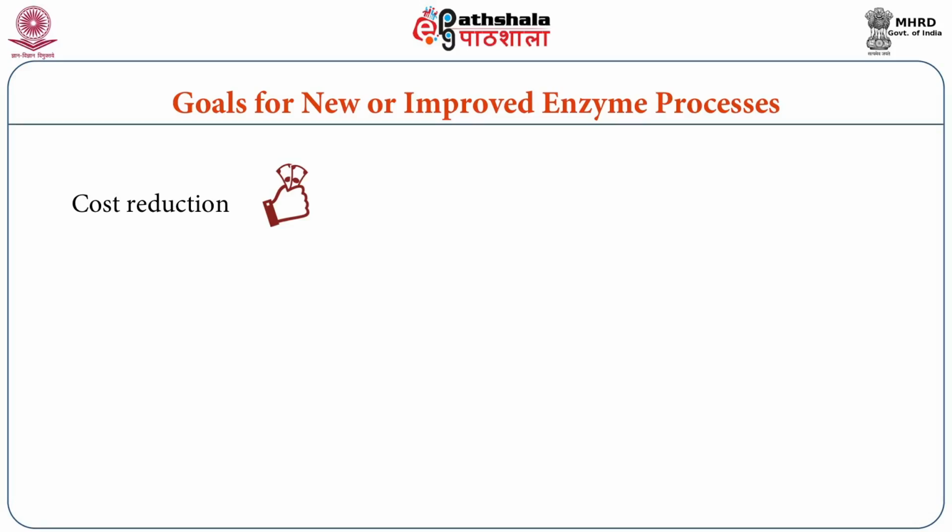So, before we start these processes, we should understand the goals for new or improved enzyme processes. So, the first goal we can envisage is definitely because we want to reduce the cost of production. How we can reduce the cost? So, one thing is by increasing yield. Second, the biocatalyst can be reused. For example, if you are reusing the enzyme in another process, the cost of enzyme usage can be reduced.